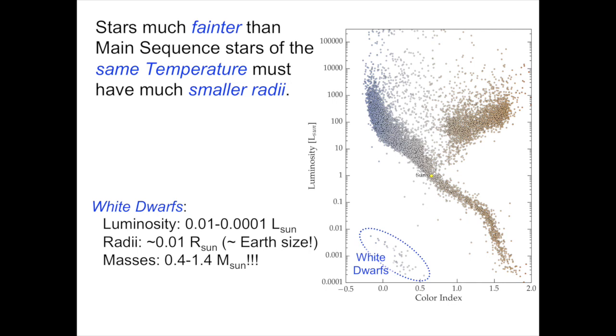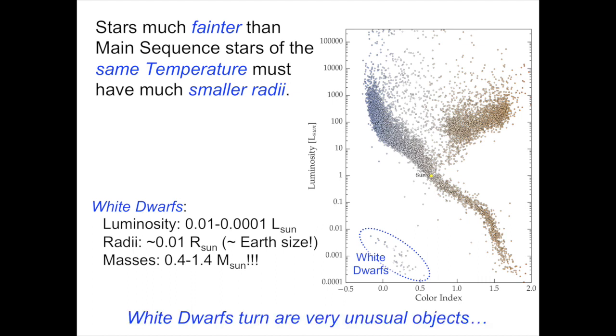the Sun. We know these stars must be really tiny. How tiny? They're only about 1/100th the radius of the Sun. That's the radius of the Earth. And yet, as we're going to see, they have masses between 0.4 and 1.4 times the mass of the Sun. These are pretty amazing stars. These white dwarfs turn out to be very, very unusual objects, as we're going to learn later in this course.